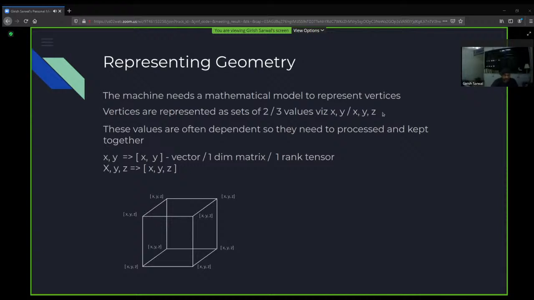Now, we also have to understand that these values are often dependent on each other, and the moment you change one value, it might have an effect on the other value, etc. So they need to be processed as a single unit, and they need to be kept together always. So the X, Y, and Z always stay together. So in the cube that you see, each vertex is defined by that set called the X, Y, Z.